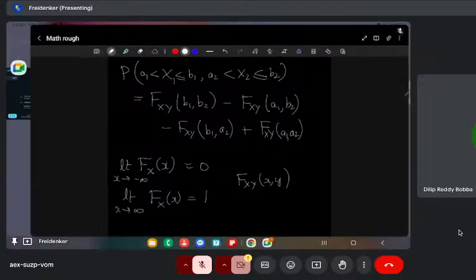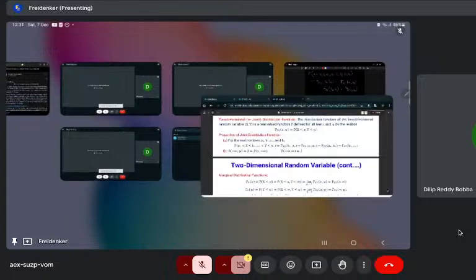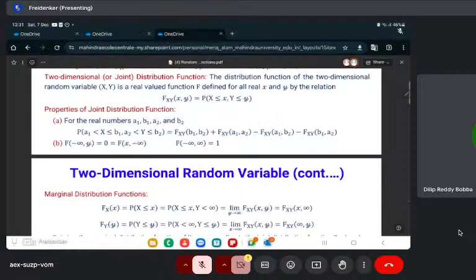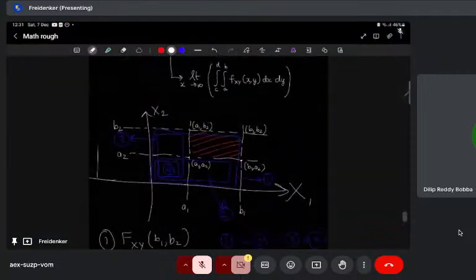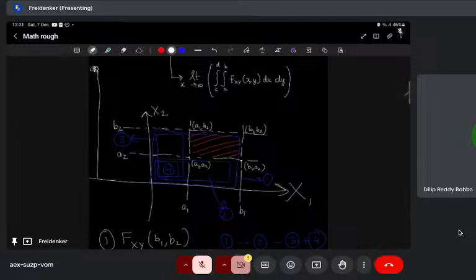That is what they've written here. F of minus infinity comma y will be 0. F of x comma minus infinity will also be 0. And F of infinity comma infinity should be 1, not F of minus infinity comma infinity. That is not right, because minus infinity comma infinity is still somewhere over there. You should not be at minus infinity.